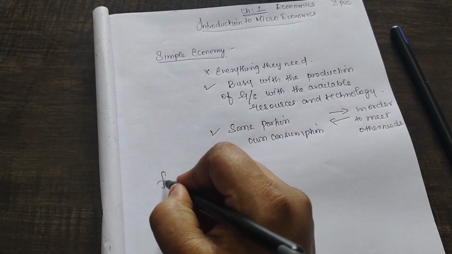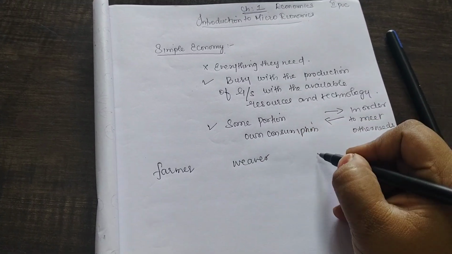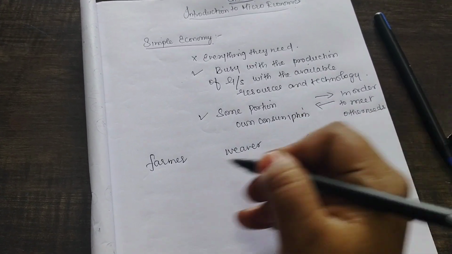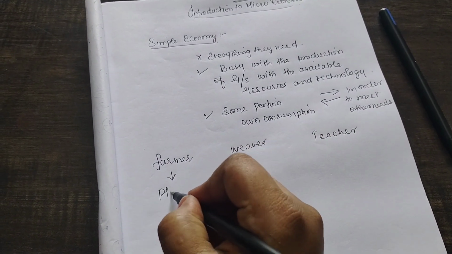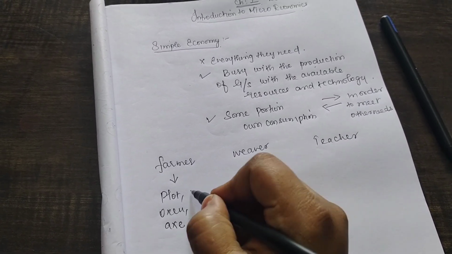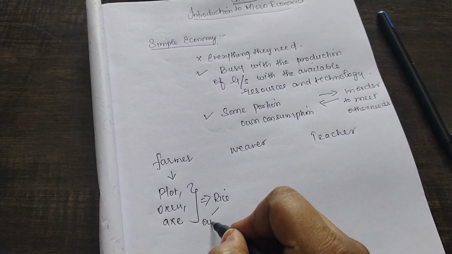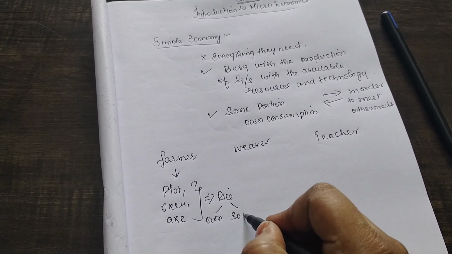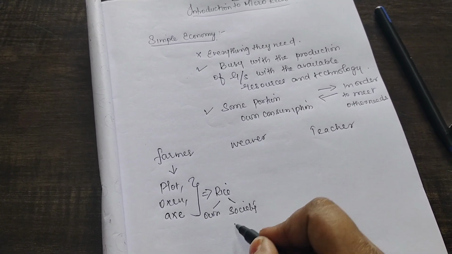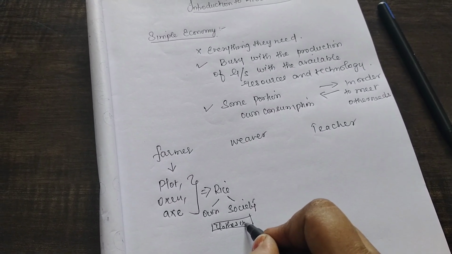There is an example of a farmer, weaver, and a teacher. The farmer may have certain resources like a plot, oxen, and an axe, those kinds of equipment. Based on that, he will be producing rice. Some portion he will keep for his own consumption. The rest he will exchange in the society in order to meet other needs, like clothes, tools, etc.